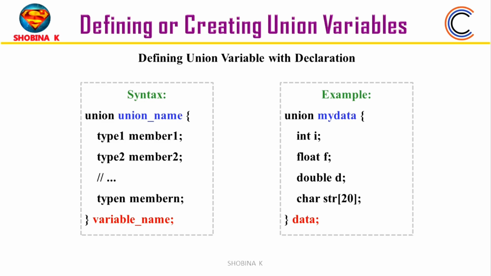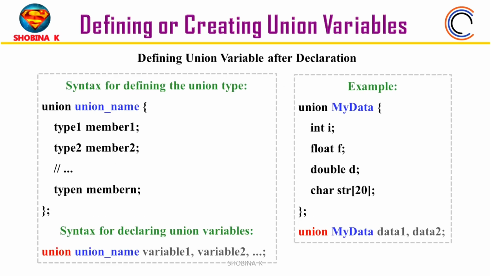In method 2, we define a union type first and then declare variables of that union type separately. Look at the syntax. Here we define a union type named union_name. Within curly brackets, you list members of the union, each with its own data type, type 1, type 2, type n. And then we declare union variables. union_name specifies the union type that was previously defined. Variable 1, variable 2 declares one or more variables, and they can hold the values of the union type union_name.